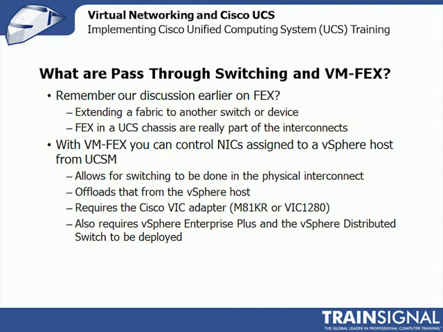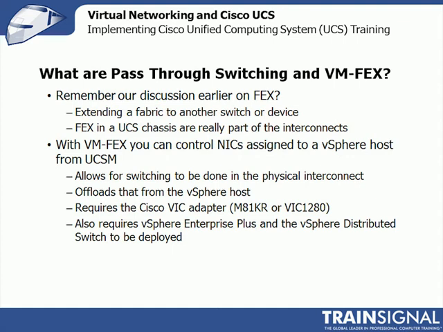VMFEX is a similar concept. With VMFEX, I can control NICs assigned to a vSphere host from UCSM. And what we do is we take those Cisco VIC adapters, the M81KRs and the VIC1280, and if you remember, we talked about how we can slice and dice those up into a whole bunch of vNICs. We could do like 100 different vNICs. Well, normally those vNICs are exposed to the operating system running on the blade, VMware, Windows, or Linux. It just sees a lot of network adapters. With pass-through switching and VMFEX, we can actually extend those virtual NICs into a VM and let the guest OS in the VM use those NICs.